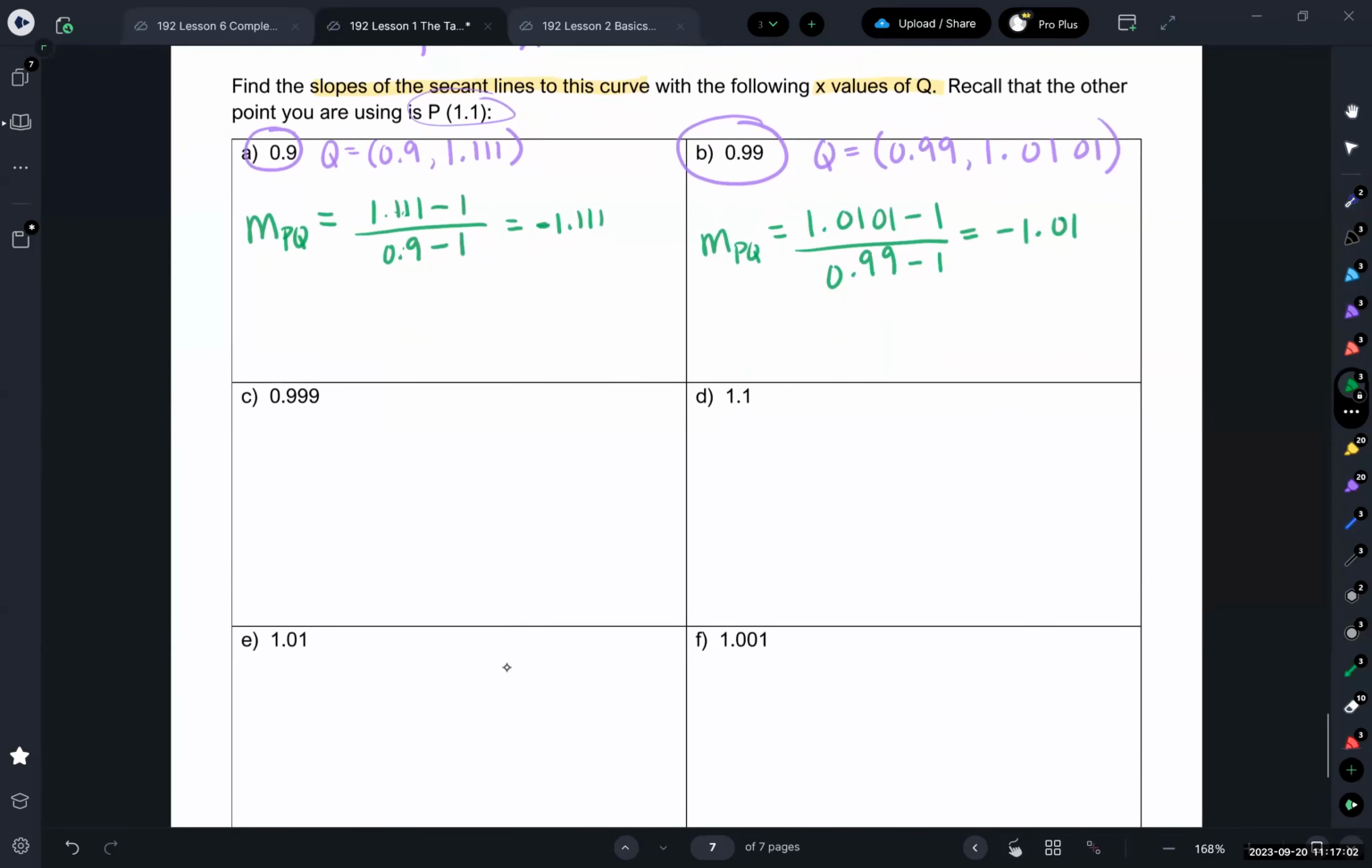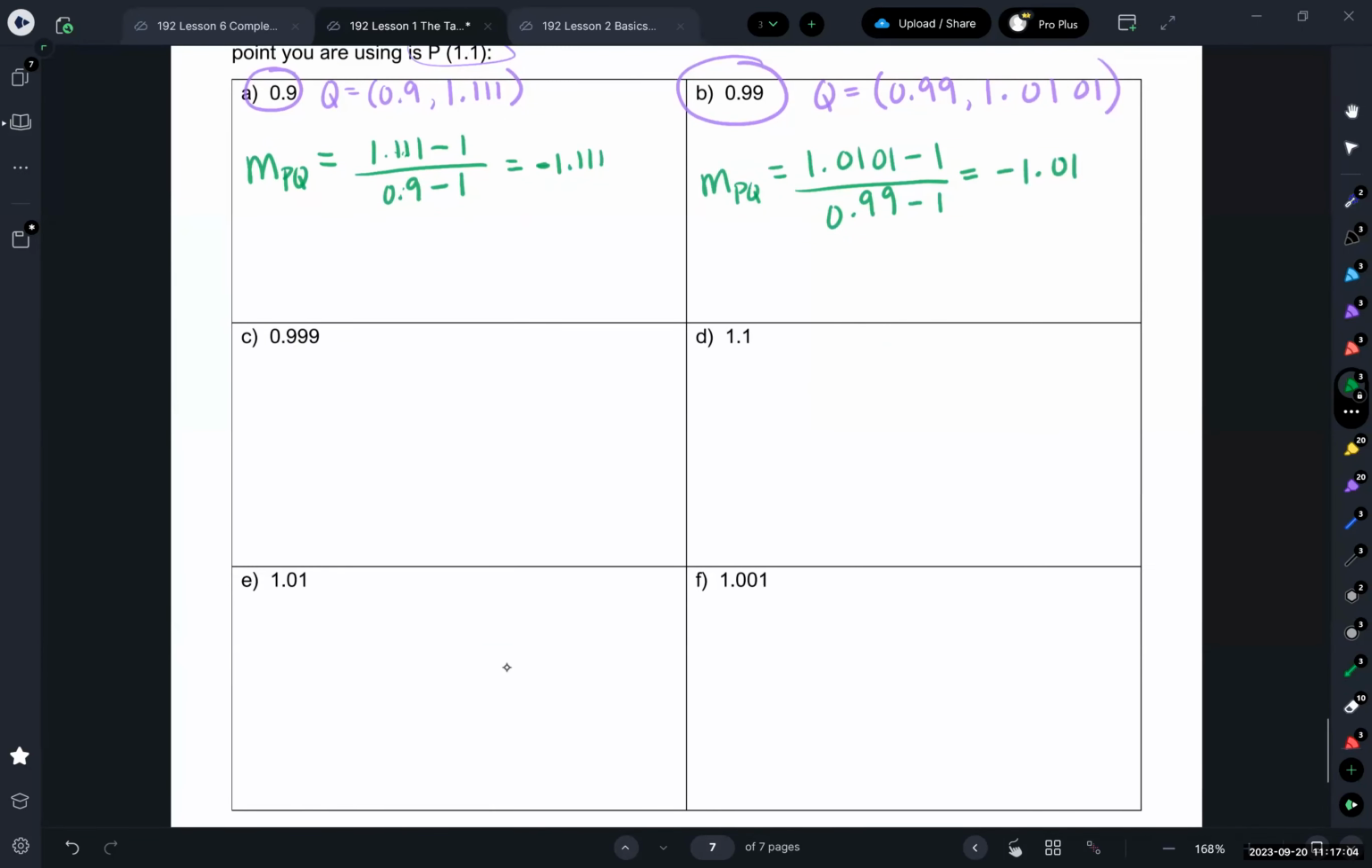Okay, so we have 4 more of these calculations to do, where we need to first figure out the y value for your Q, and then calculate the slope of the secant line with that Q and the original P. So I'm going to encourage you to go ahead and pause the video while you do those calculations to make sure you're comfortable with them, and then I will also do them at the same time, and they'll magically appear.